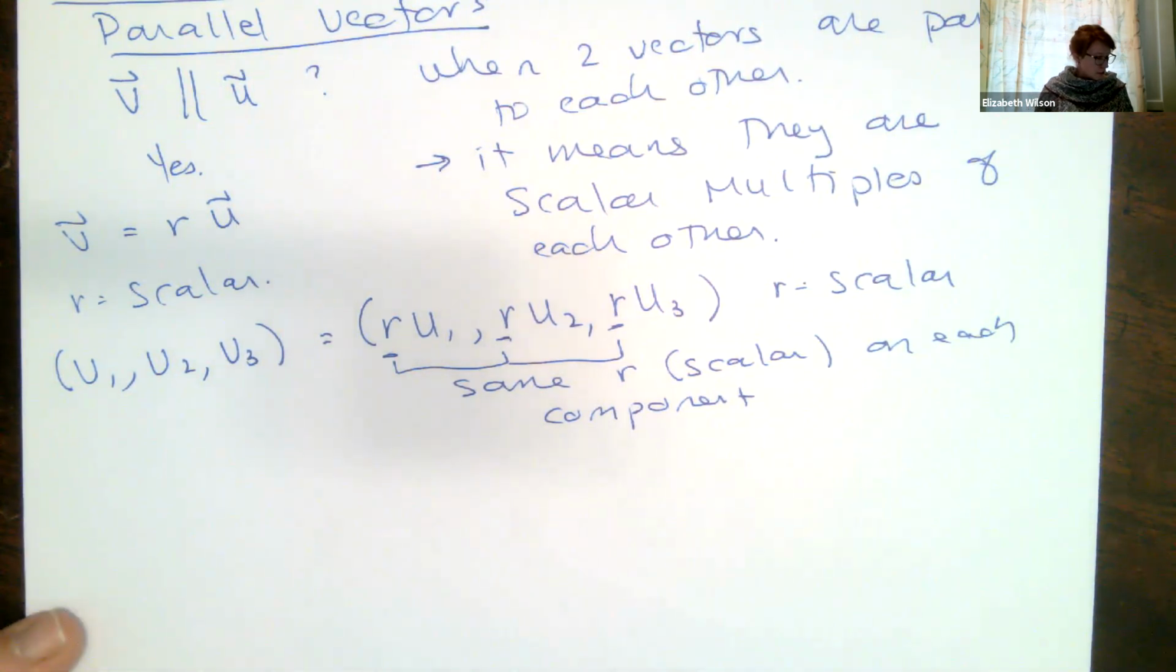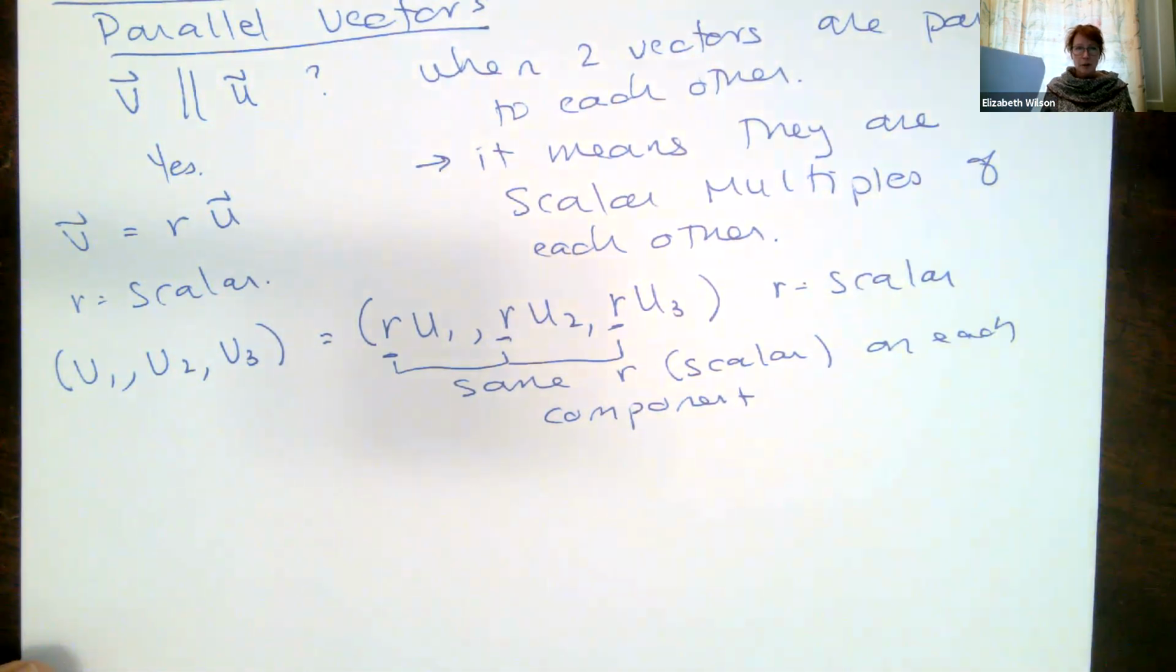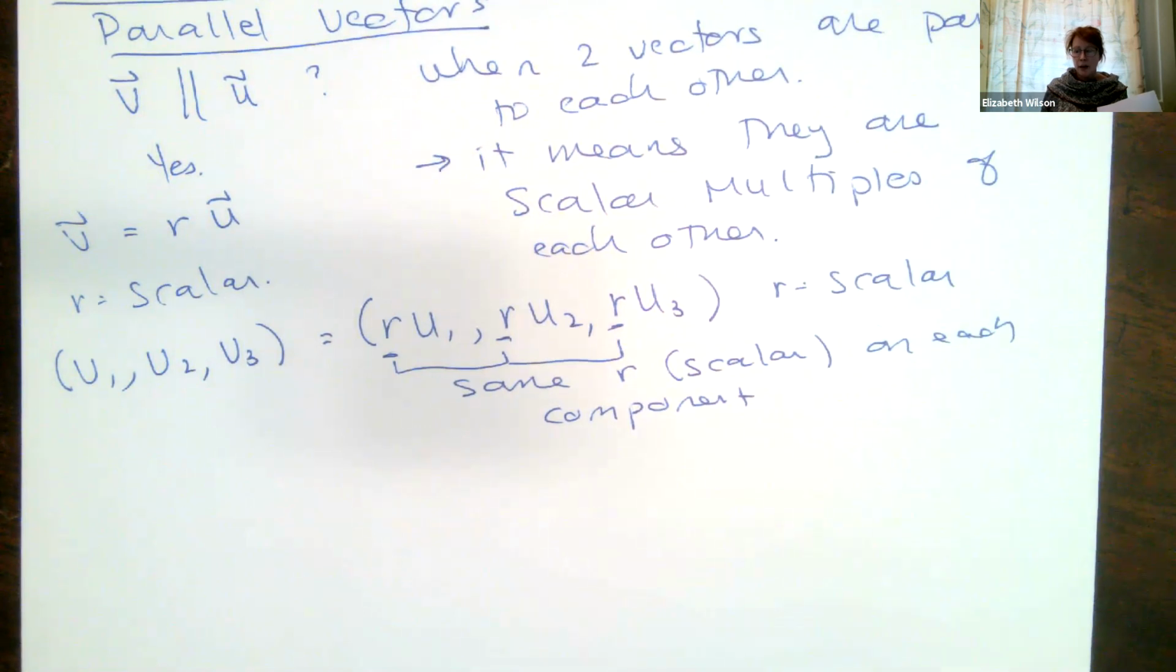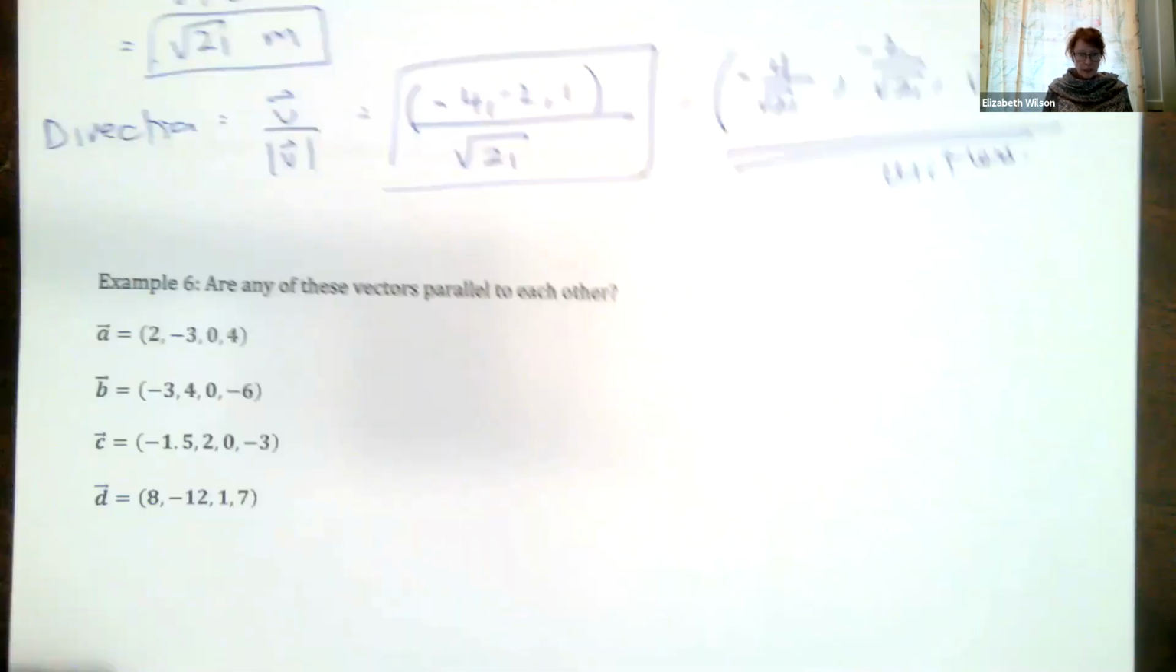So it's part of our check. This is our check to see if two vectors are parallel to each other. It's our most basic check. We'll learn later that we can use the cross product to help us figure out if things are parallel to each other, but that's kind of overkill. I can just check to see if they're scalar multiples of one another. So let's take a look.